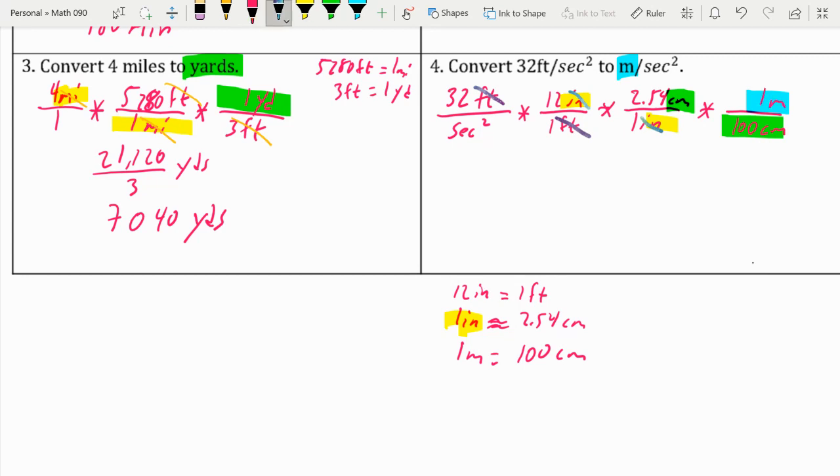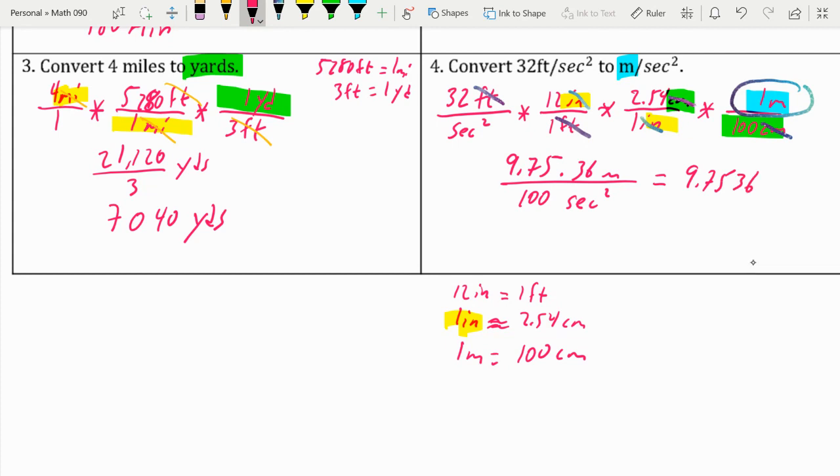And again, the centimeters cancel. I'm left with meters. That's exactly what I wanted. So you do all the multiplication. You end up with 9.7536 meters over 1 second squared. And that ends up giving us 9.7536 meters per second squared.